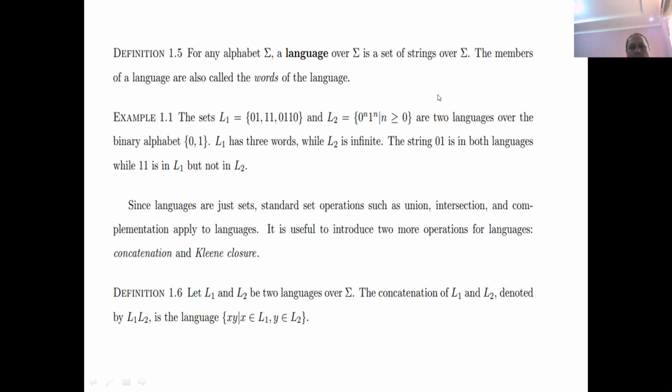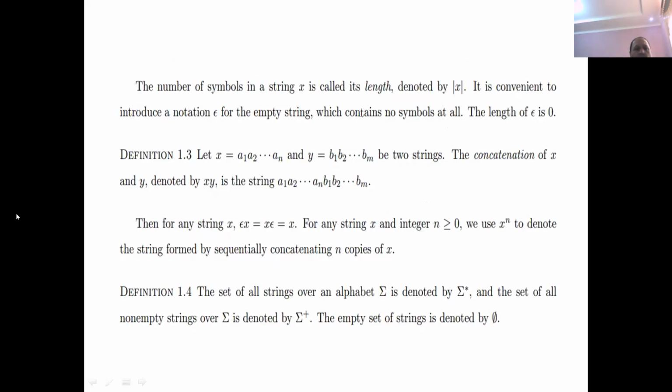It's convenient to introduce a notation, a sign or symbol, for the empty string. It is epsilon from the Greek alphabet for the empty string, which contains no symbol at all. No symbol at all. The length of the empty string is equal to 0.